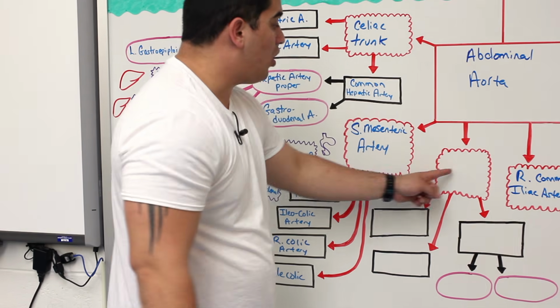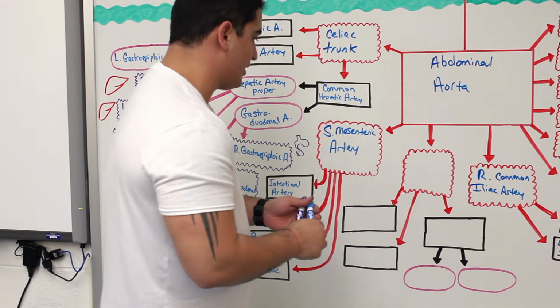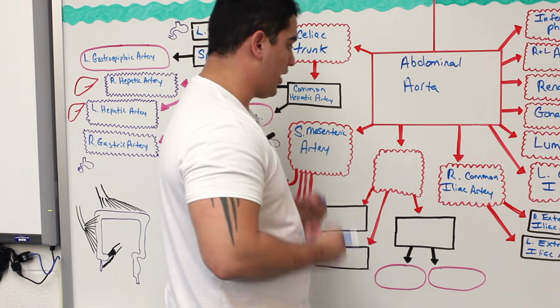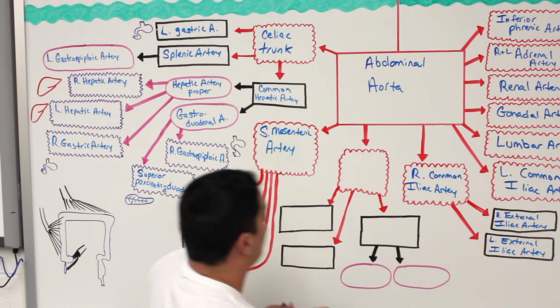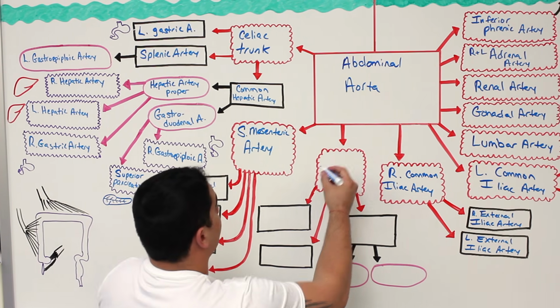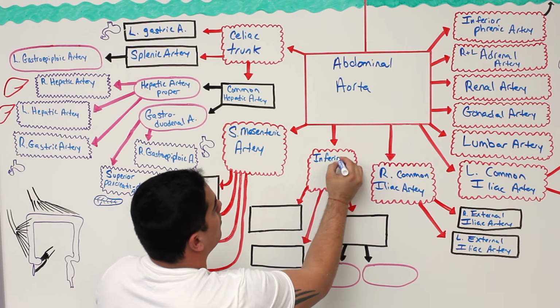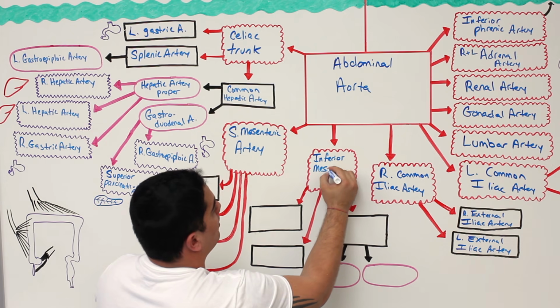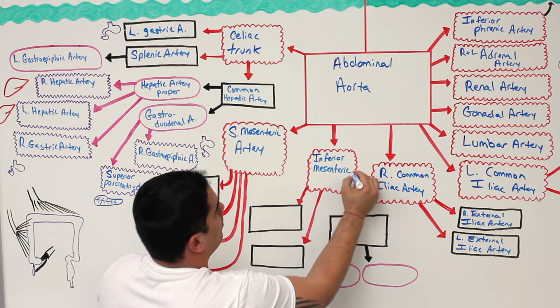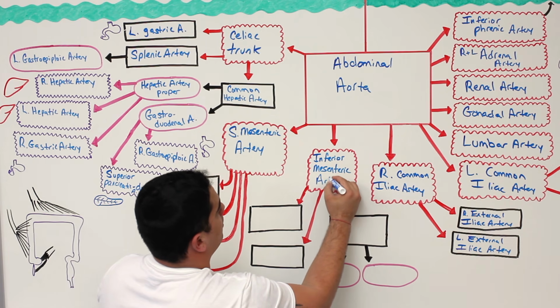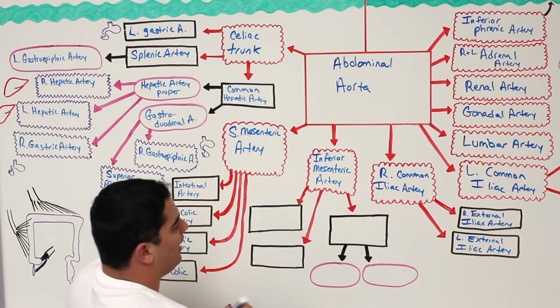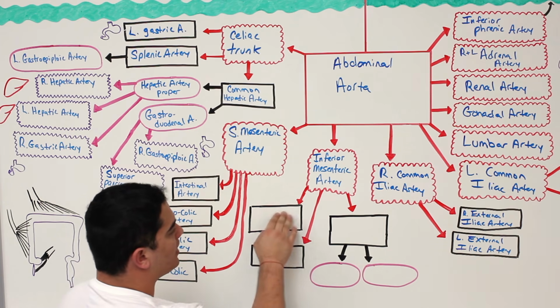Now we go into what's called the inferior mesenteric artery, which is again lower, okay, lower down. So now we go to this one. Inferior mesenteric artery. Okay, inferior mesenteric artery is a cool one too. So he's going to supply other parts.